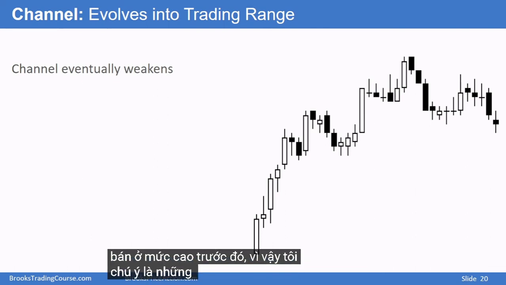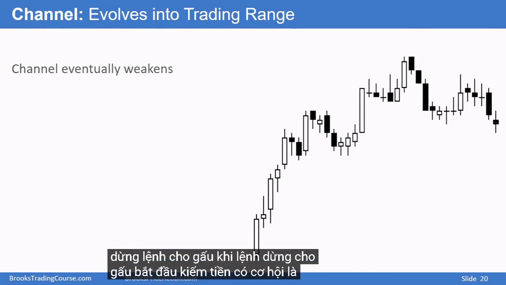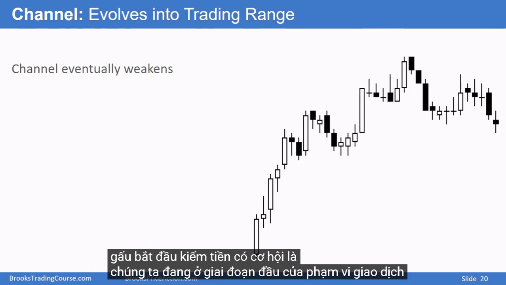So I pay attention. Are the bears making money? First of all, you get the limit order bears selling at the prior high, and it's falling probably enough for a scalp. And then stop order bears. Once the stop order bears begin to make money, chances are we're in the early phases of a trading range.